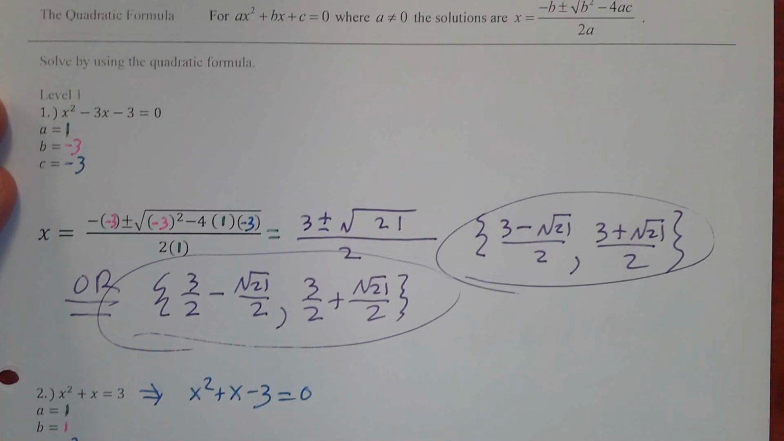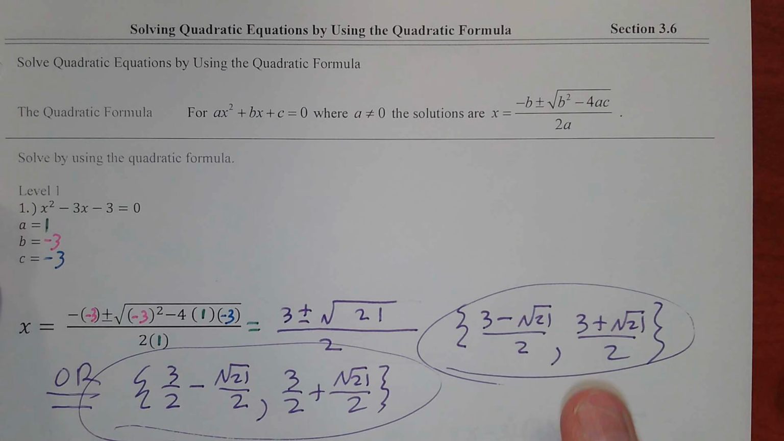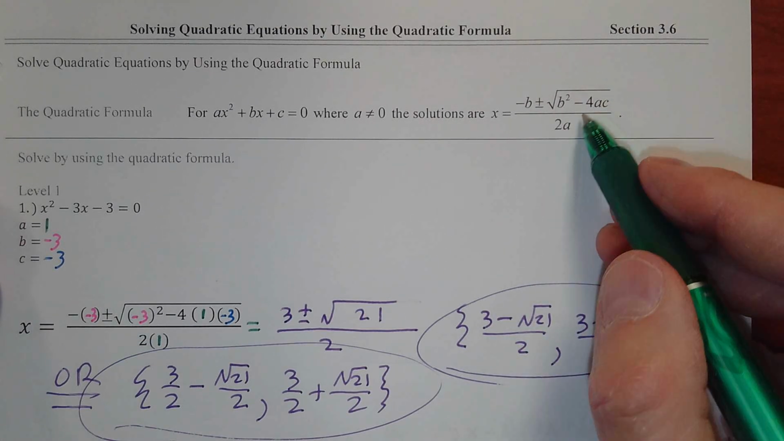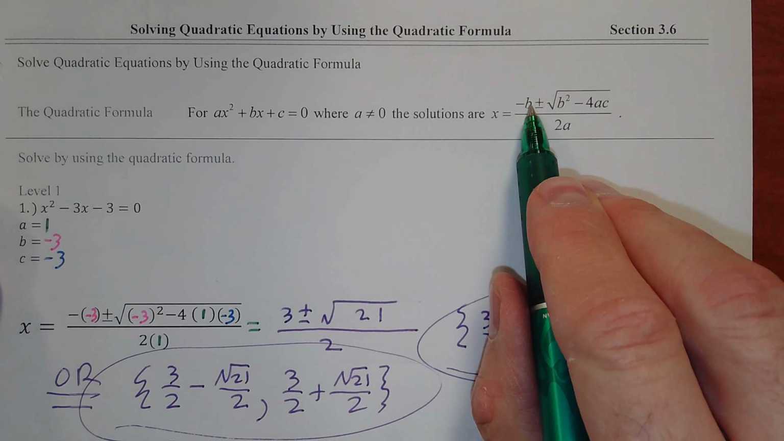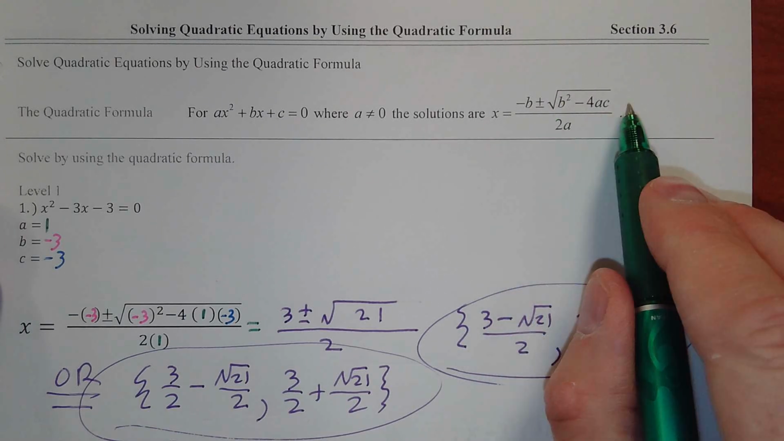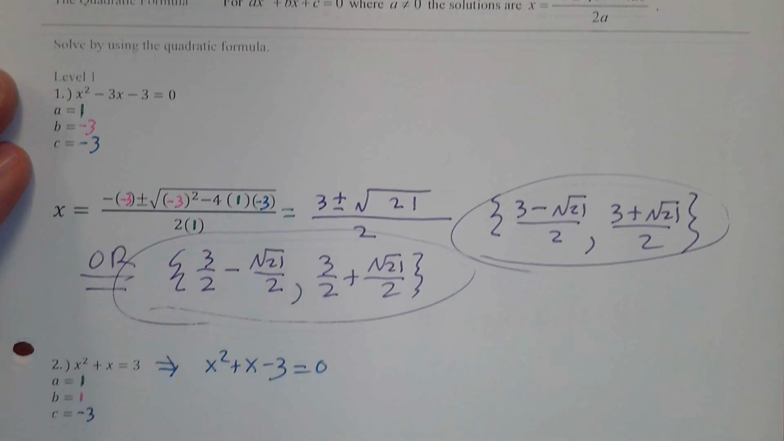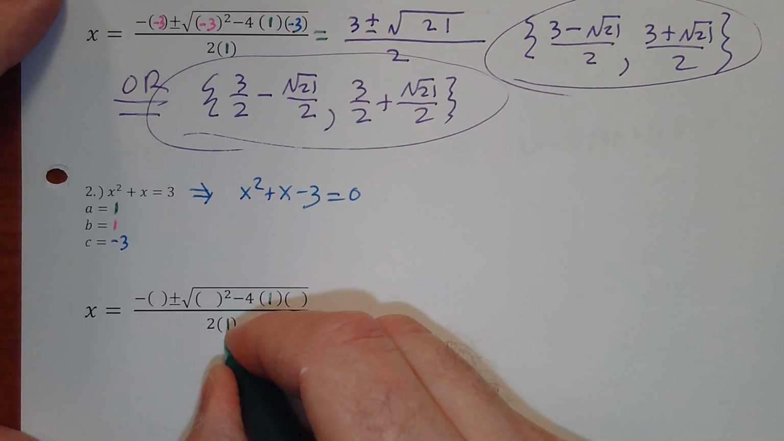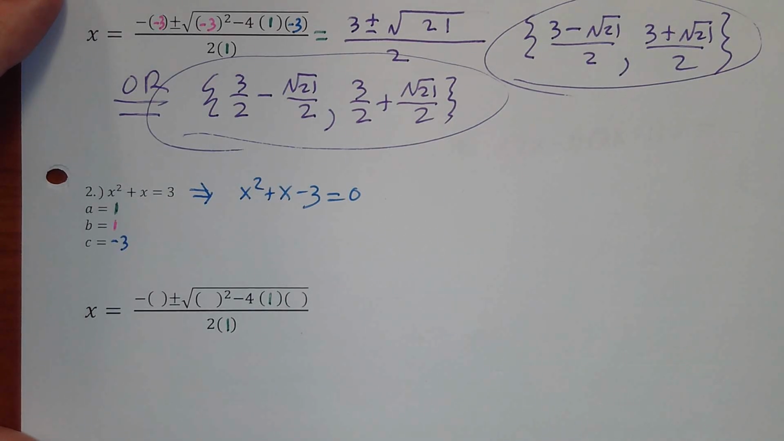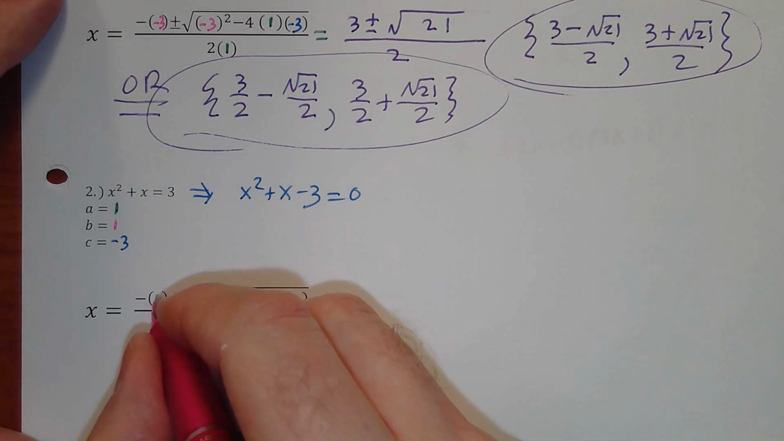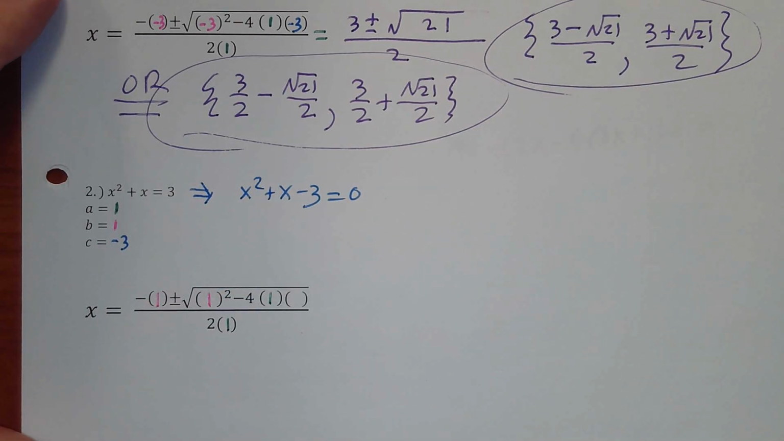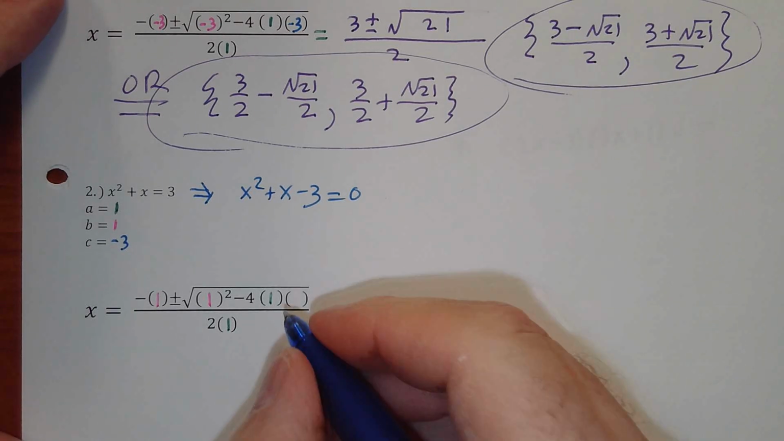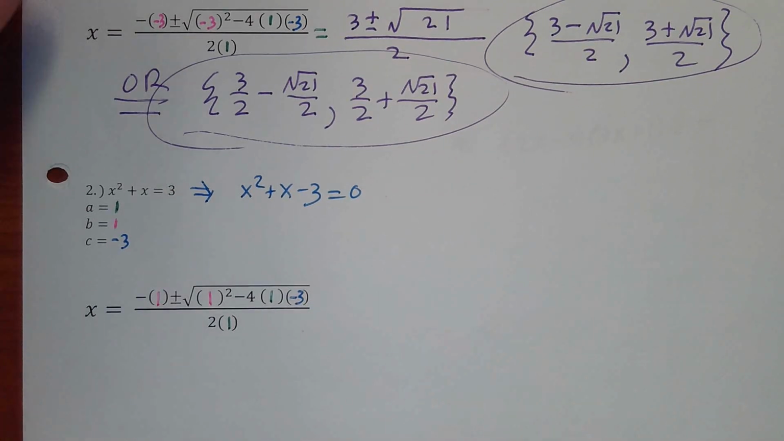So again, going to my quadratic formula, wherever I see an a, I'm going to plug it in here and here. Wherever I see a b, plug it here and here. And I'm going to plug in c there. So my a goes here, my b's go here, and my c goes here.